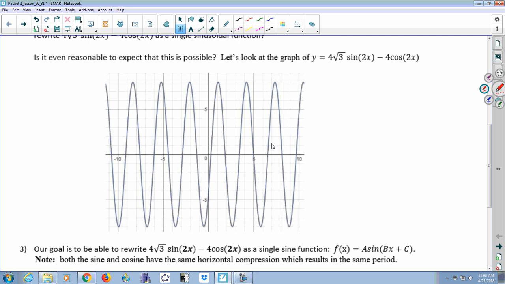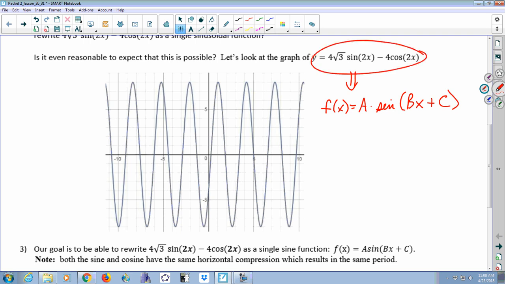So it is going to be possible, even though this looks very complicated, to represent this in this form right here. We're going to be able to put this into the following form: A times sine of (bx plus c). We're going to take this whole thing and write it as a single sine function.